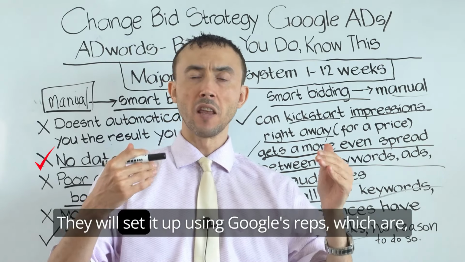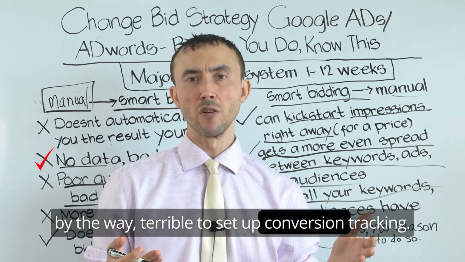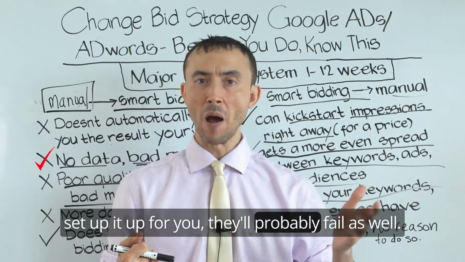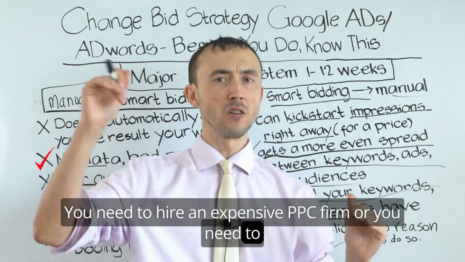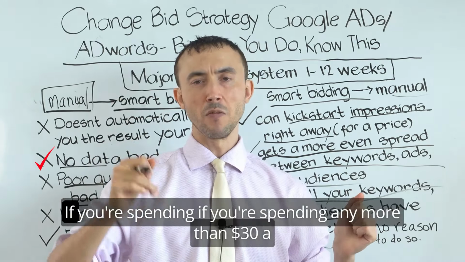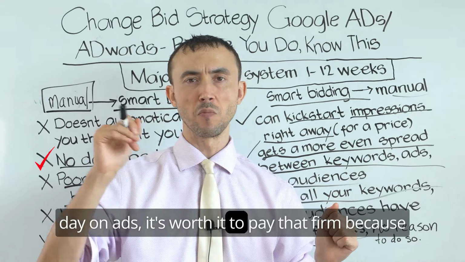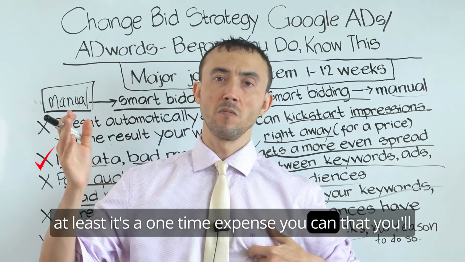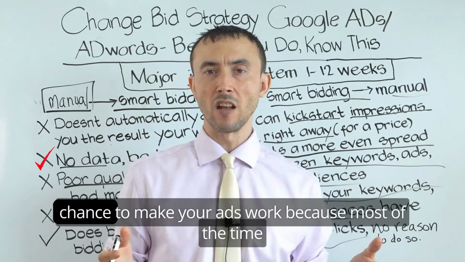They will set it up using Google's reps, who are, by the way, terrible at setting up conversion tracking. And if you hire a cheap PPC firm to set it up for you, they'll probably fail as well. You need to hire an expensive PPC firm, or go to an analytics agency, to get it set up right. It's worth it if you're spending more than $30 a day on ads. It's worth paying that firm because it's a one-time expense that you'll probably have to spend, and it at least gives you the chance to make your ads work.